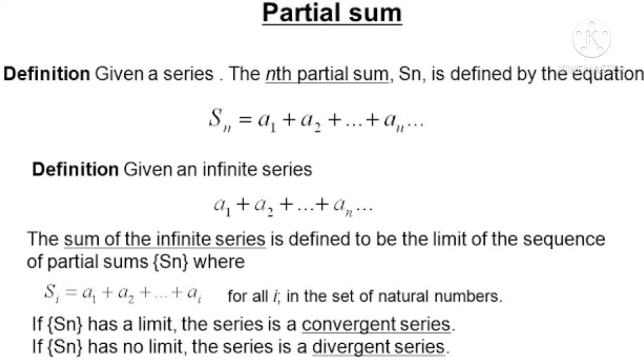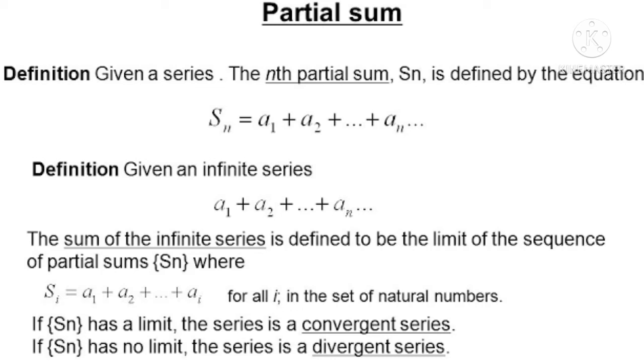Definition. Given a series, the nth partial sum Sn is defined by the equation Sn is equal to a1 plus a2 plus up to an. Definition. Given an infinite series a1 plus a2 plus up to an up to etc., the sum of the infinite series is defined to be the limit of the sequence of partial sums, sequence {Sn}, where Si is equal to a1 plus a2 plus up to ai for all i in the set of natural numbers.